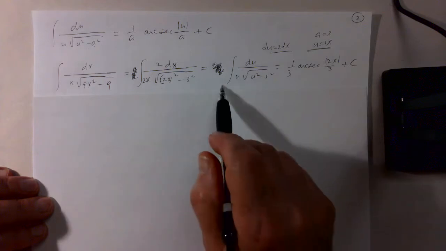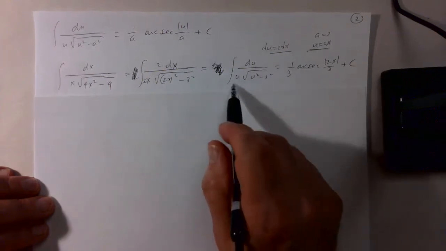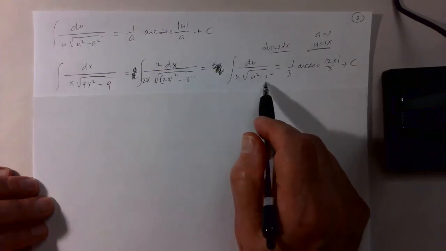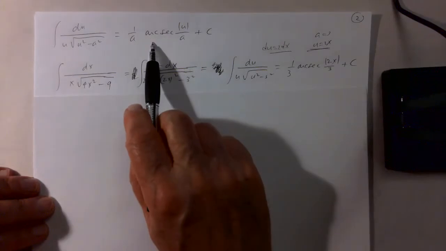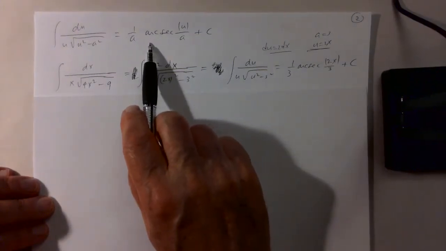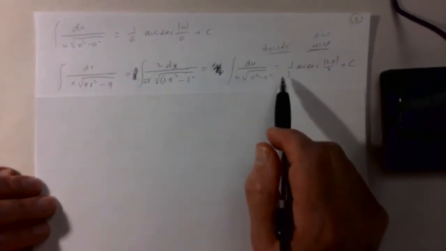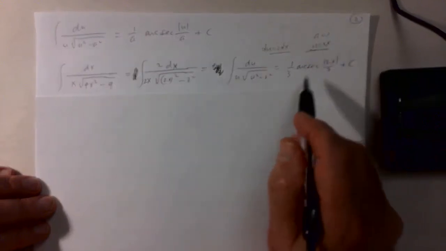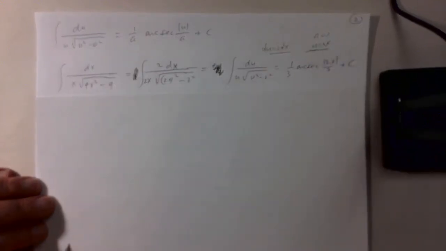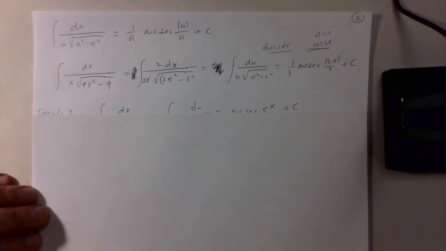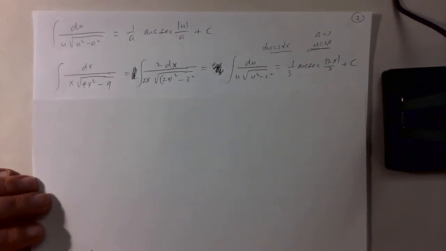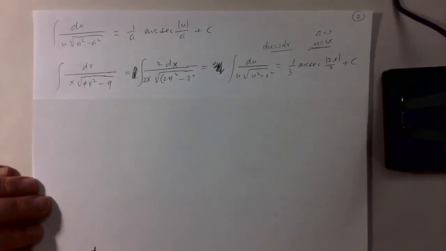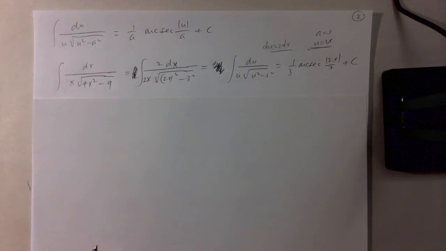So this is equal to the integral of du over u times the square root of u squared minus 3 squared. That's exactly this formula, with a equal to 3. So you get a third, the arcsecant of u over 3. u is 2x. That's what we get. So these are integrals which lead to inverse trig functions.